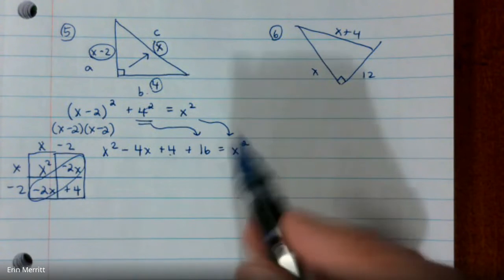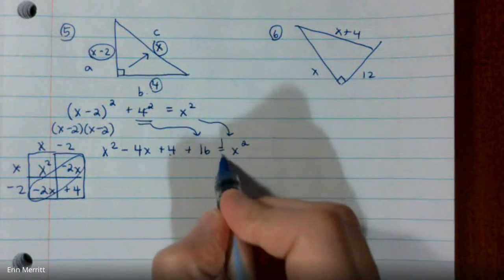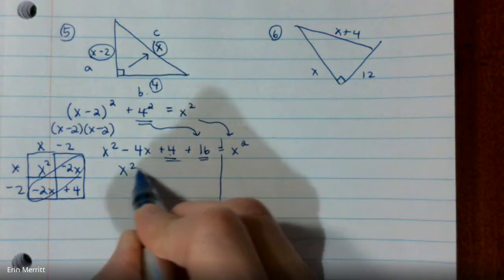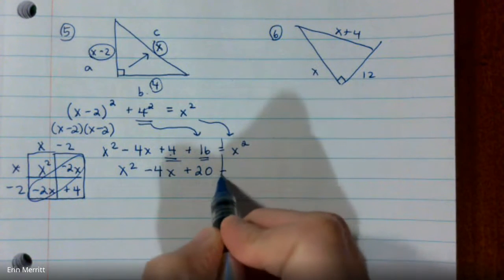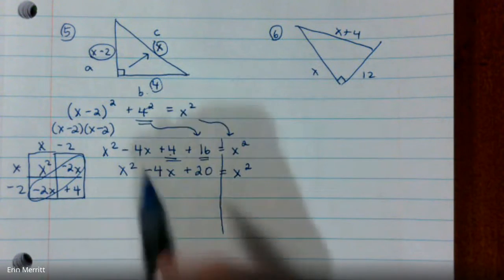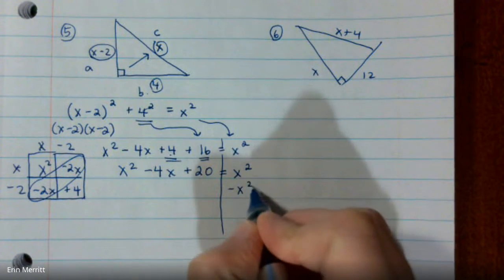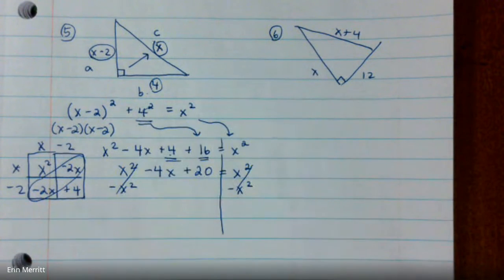Okay, from here, I want you to combine your like terms. So because they're on the same side, 4 and 16 I can combine. So I'm going to get x squared minus 4x. Those two together will give me 20. And then equals x squared. I have x squared over here and over here. I can move that x squared over. If I go to move that x squared over, it actually cancels right out. That makes my life a lot easier.